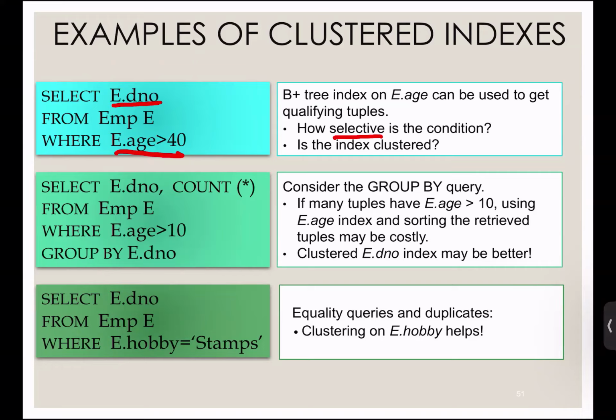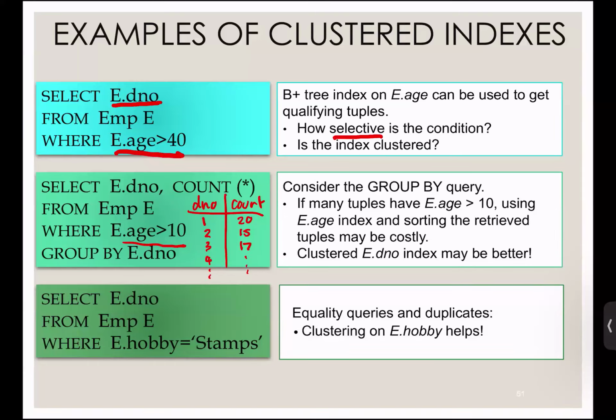And let's say I want the second query. I want to list out the DNO and count. So this is what I want: count, group by DNO. So department number 1, number 2, number 3, number 4, and how many people whose age is more than 10. So let's say DNO department number 1, we have 20 people. Department number 2, we have 15 people. This got 17 people and so on.